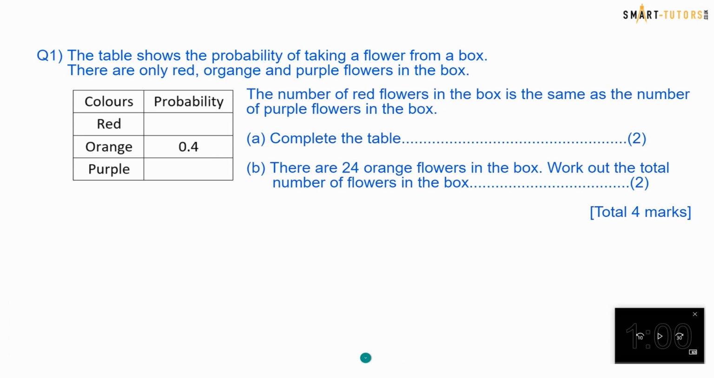Question number 1. The table shows the probability of taking a flower from a box. There are only red, orange and purple flowers in the box. The number of red flowers in the box is the same as the number of purple flowers in the box. Complete the table. It's a 2-mark question. There are 24 orange flowers in the box. Work out the total number of flowers in the box. That's another 2 marks question.